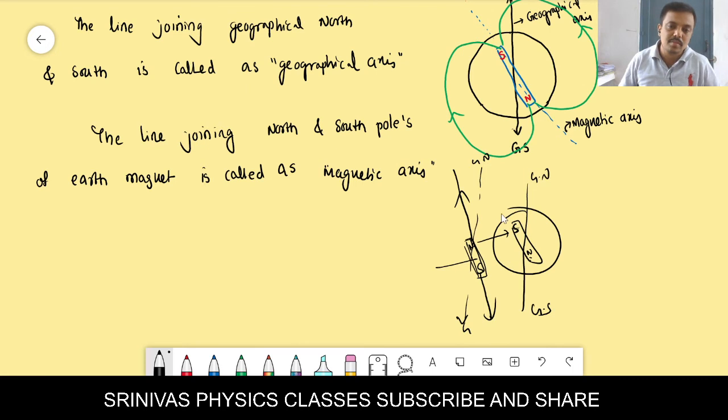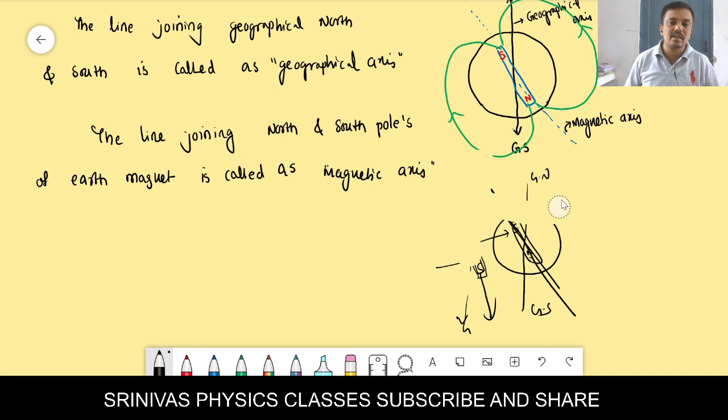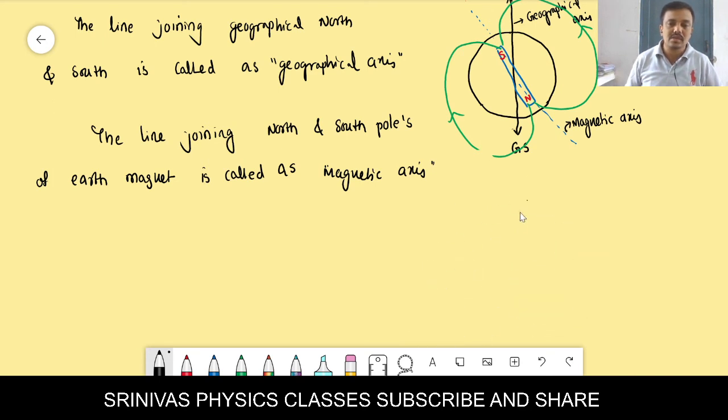That means the suspended magnet will align in the direction of the earth magnet. Okay, the earth magnet is not exactly along the geographical north. There is a little angle between the actual geographical north and the north pole shown by the bar magnet.